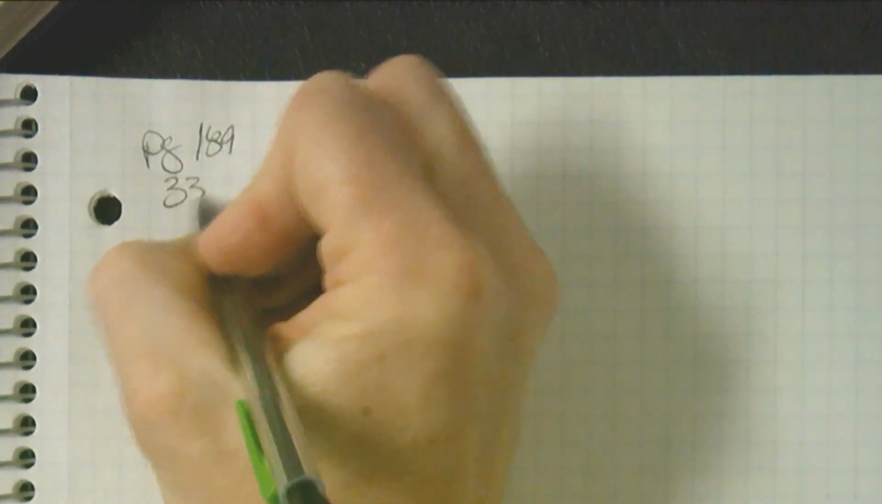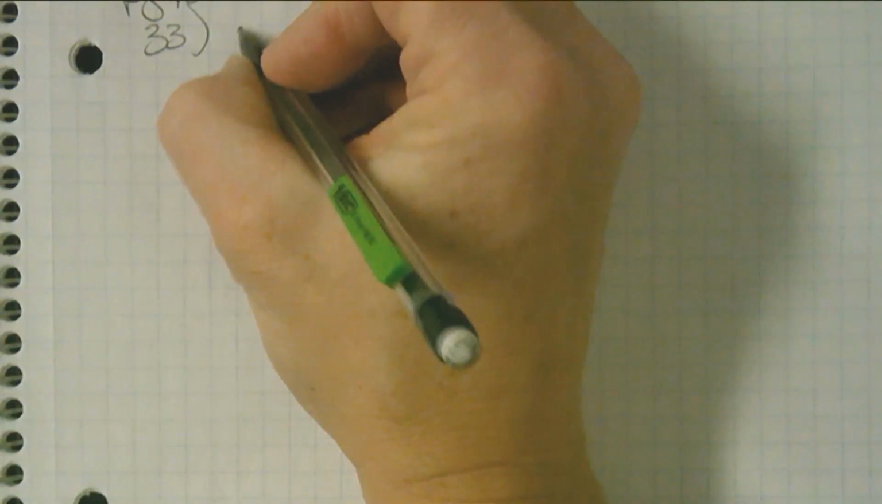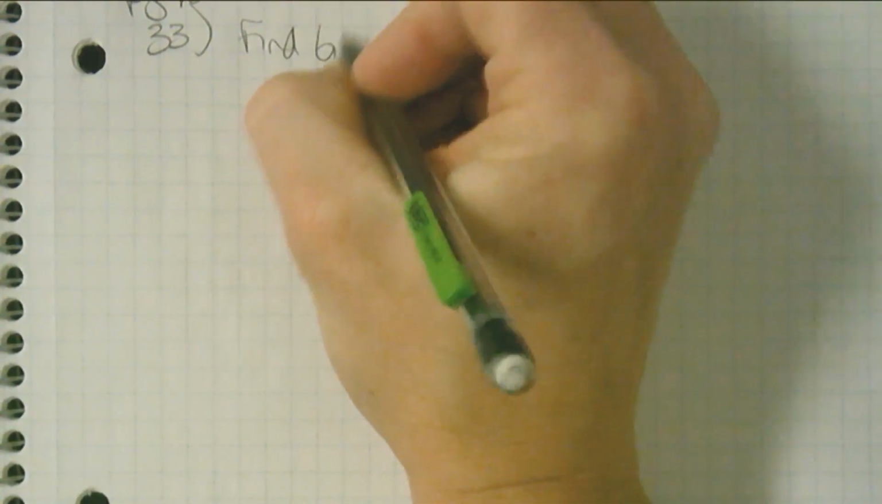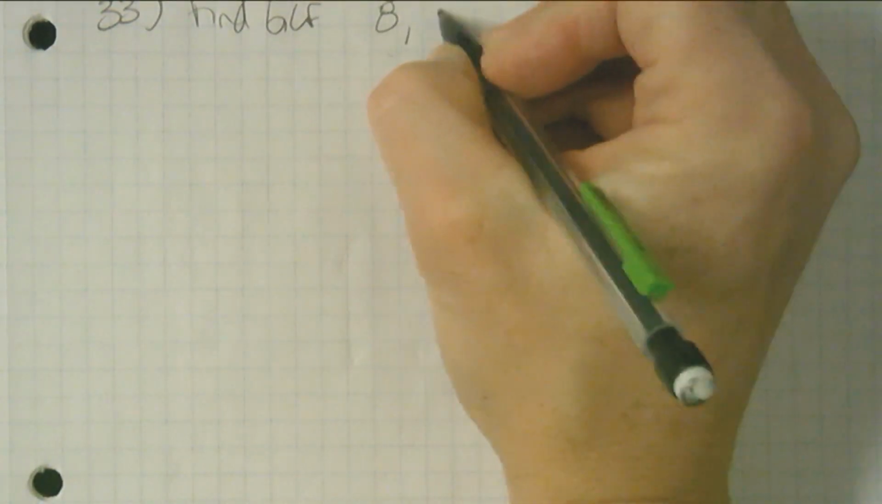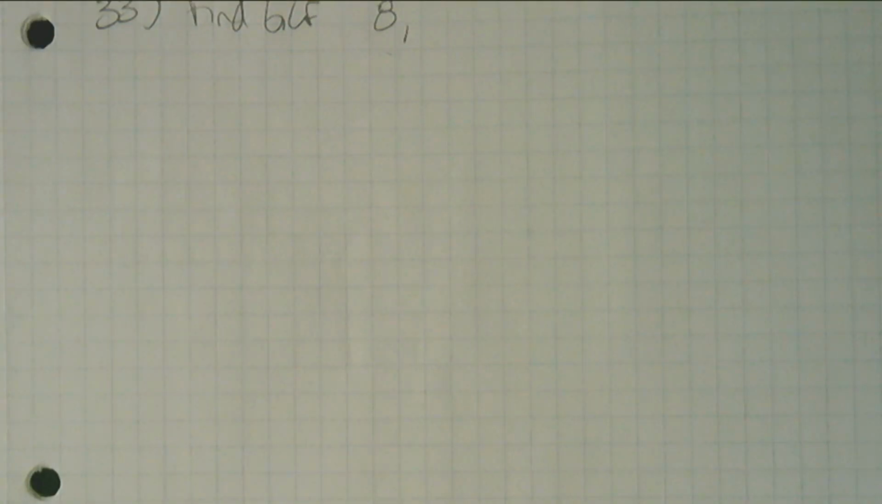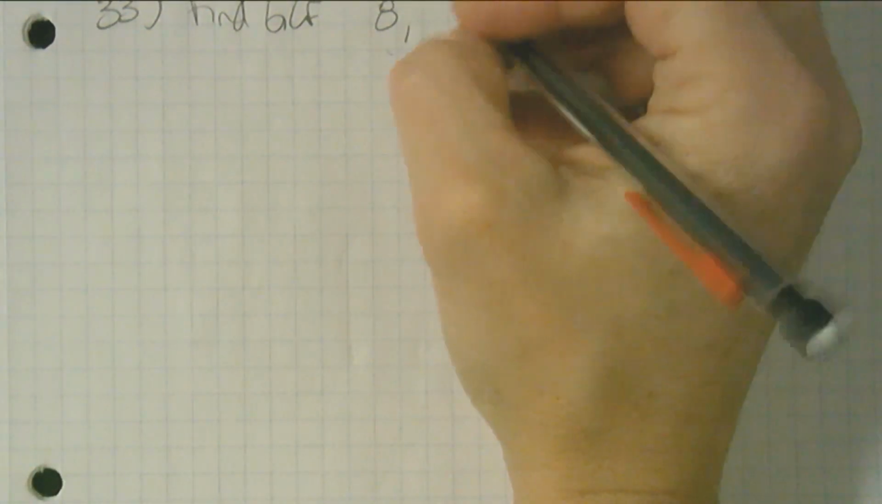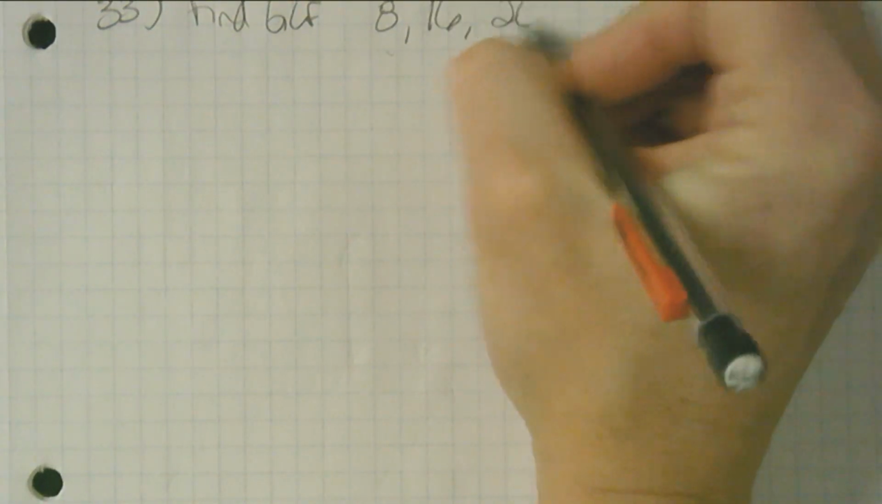Let's take a look at 33. All right, so 33 said we want to find the GCF of 8, 16, and 20. Is that right, Michaela? Okay.